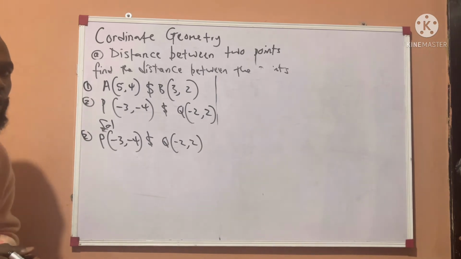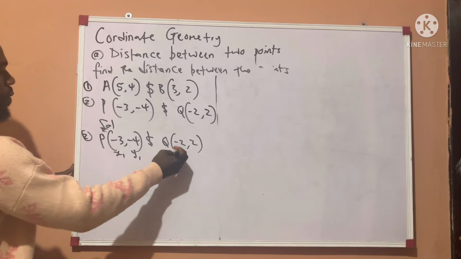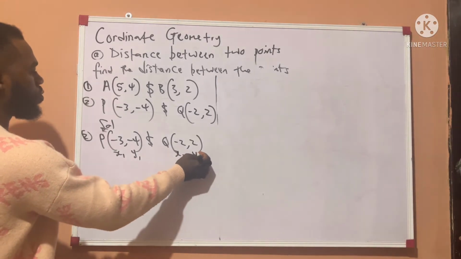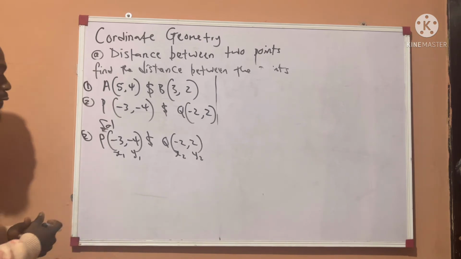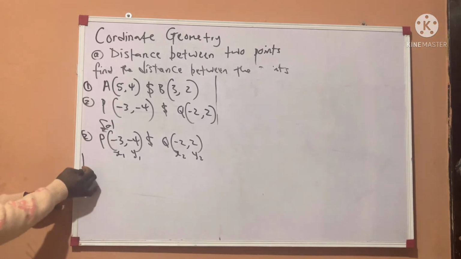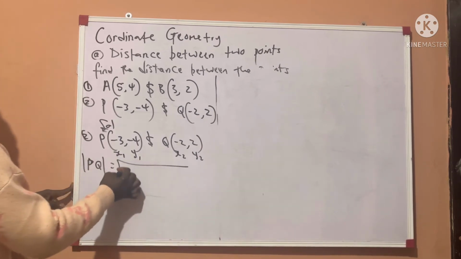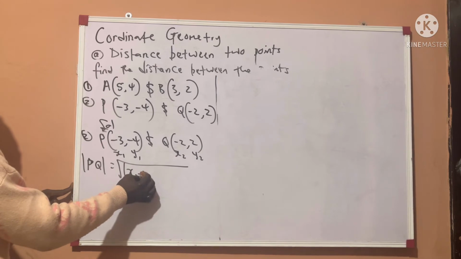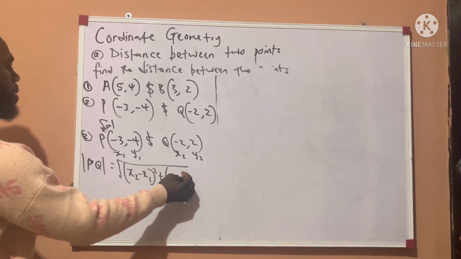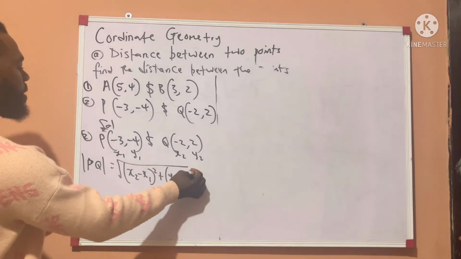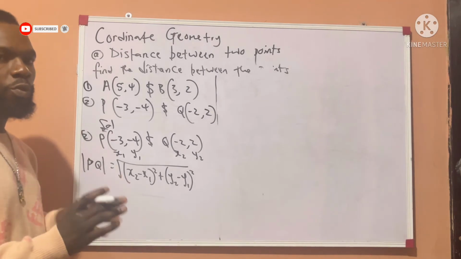Of course, what you're going to do is to label. So here becomes x1, y1, x2, and y2. You must do this so you don't get confused. Now let's go. The formula says the distance between P and Q is equal to the square root of x2 minus x1 squared plus y2 minus y1 squared. Alright, good. It is good to bring out the formula so you don't make mistakes, so you know what you're doing.